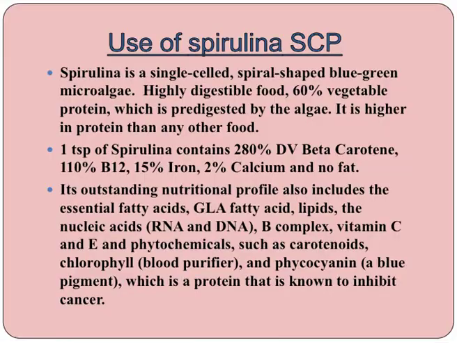Spirulina is a single cell, spiral shaped blue-green microalga. It is a highly digestible food, 60% vegetable protein which is pre-digested by the algae itself. It is higher in protein than any other foodstuff. One teaspoon of spirulina contains 280% of beta carotene, 110% of vitamin B12, 15% of iron and 2% of calcium, and no fat is present in spirulina. That is a very good utilization of spirulina, especially in our country and other countries.